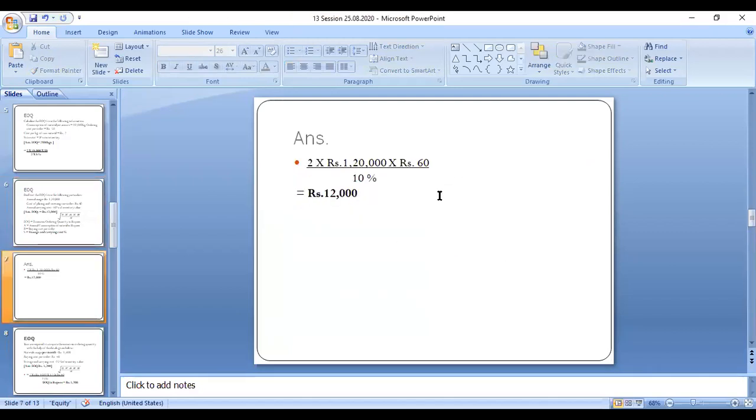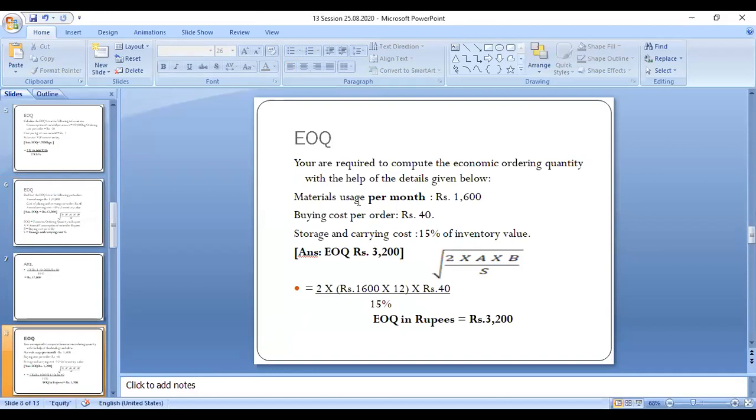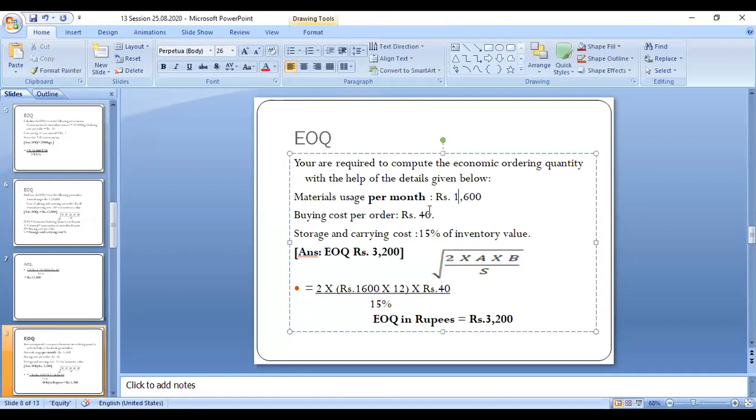In the next case, the usage is also given in rupees, with 15 percent. The 1,600 is given per month, so you have to convert it to one year, per annum, by multiplying with 12. That gives you the annual material usage in rupees. Multiply with rupees 40 divided by 15 percent, and you will get the answer.